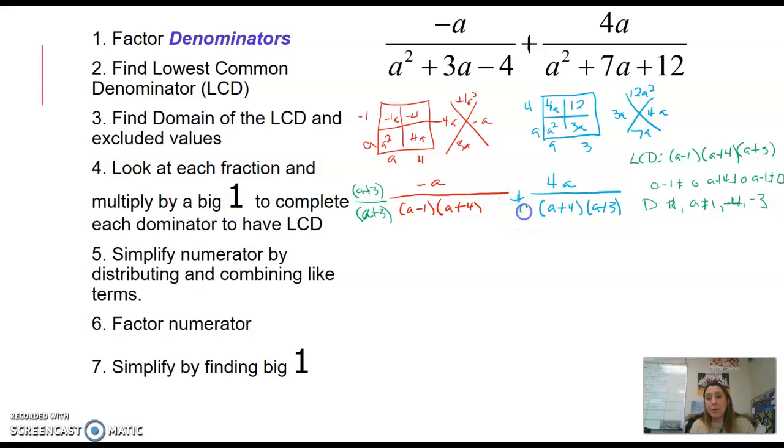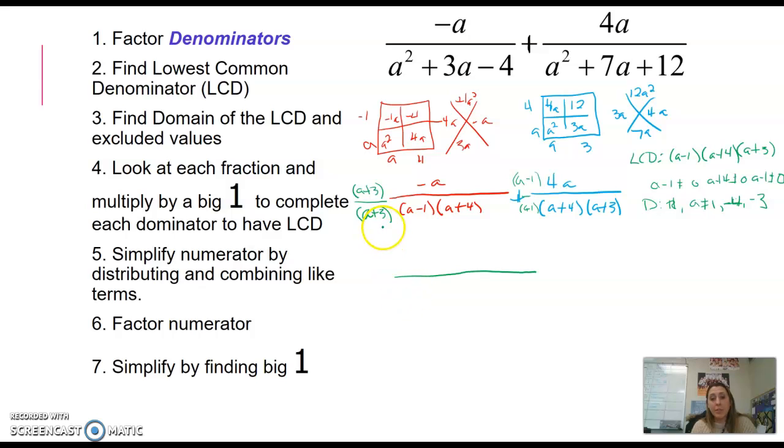So I need to multiply by a minus 1. But if I do that to the bottom, I have to do that to the top. So a minus 1. And again, I'm putting parentheses around these because I know I can't separate them. So now what we have is our lowest common denominator.